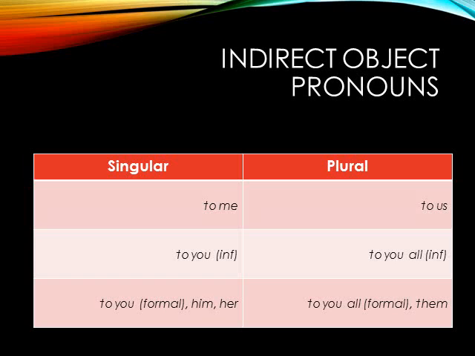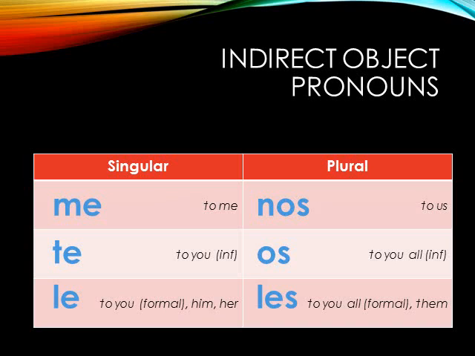Okay, and to review indirect object pronouns, if I wanted to say to me or for me, I would say me. To you, and this is an informal you, would be te. To you formal, to him or to her would be le. To us would be nos. To you all informal, os, so that's the vosotros form. And then to you all formal and them is les.